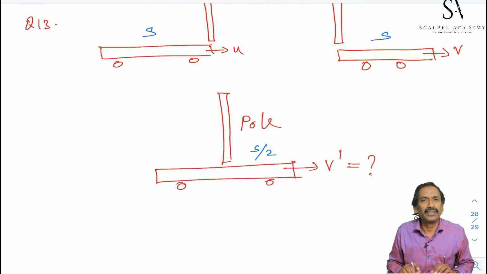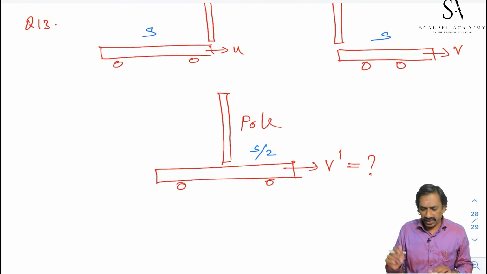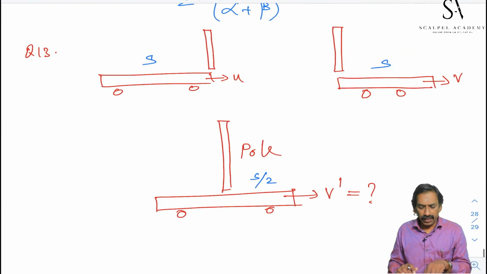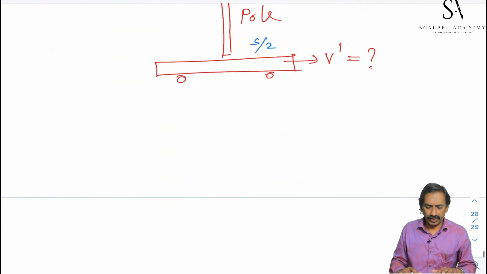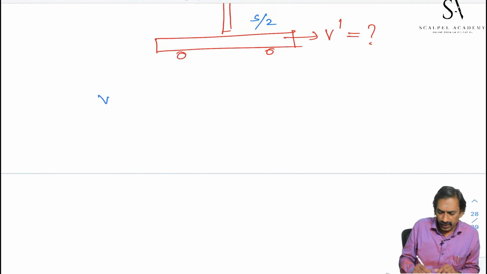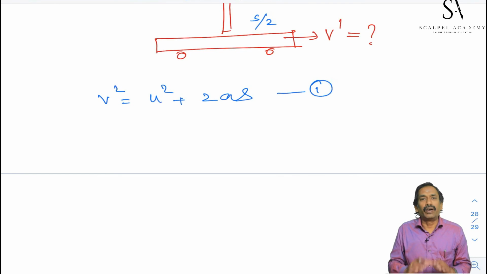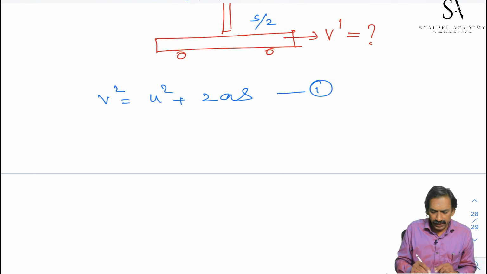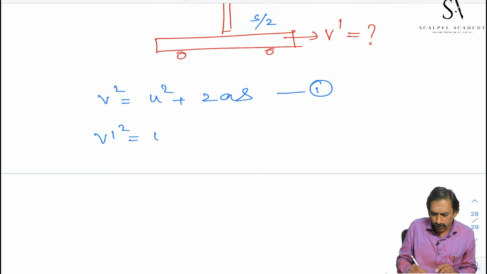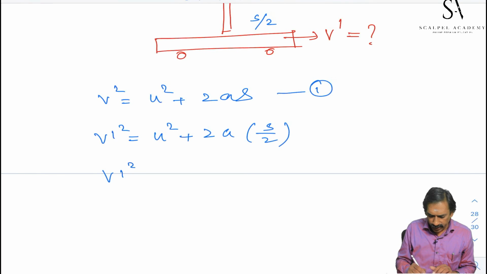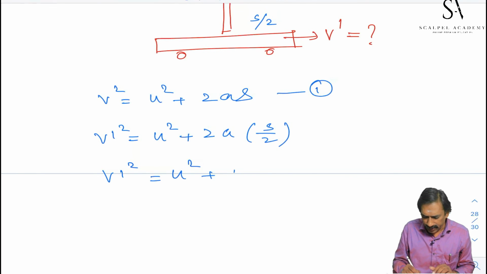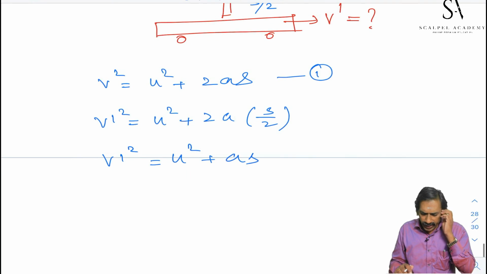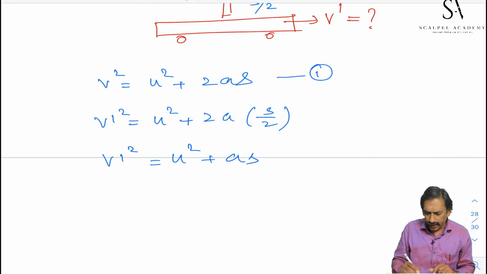Now you can understand. The problem is very easy. The first case, we take the engine and last compartment. Let us write down the equation. V square is equal to u square plus 2as. Now, engine and middle compartment, v dash square is equal to u square plus 2a, displacement s by 2. So, v dash square is equal to u square plus as. As you can get from equation 1.